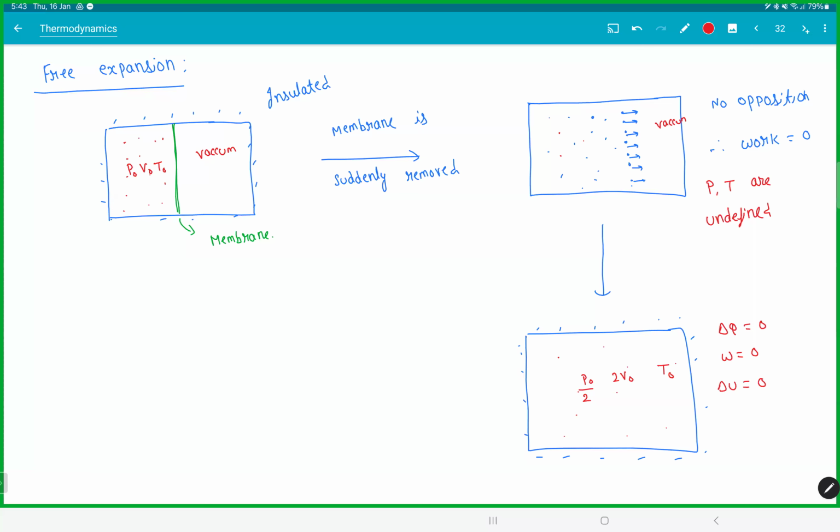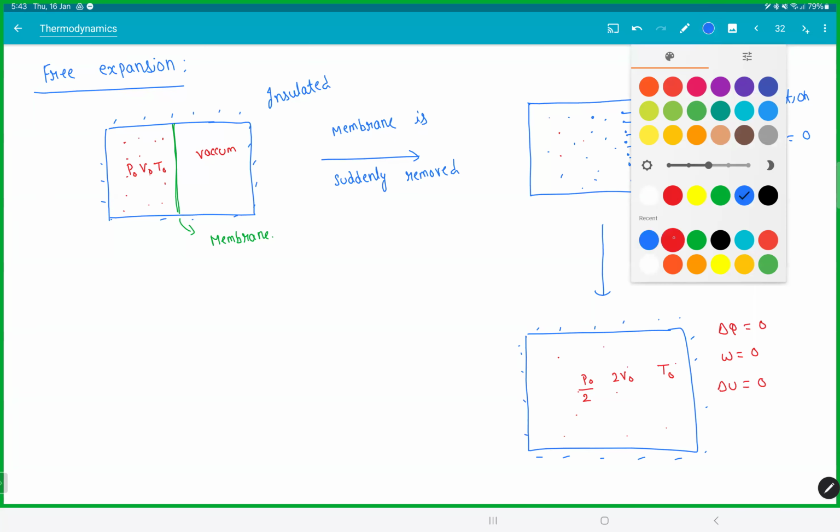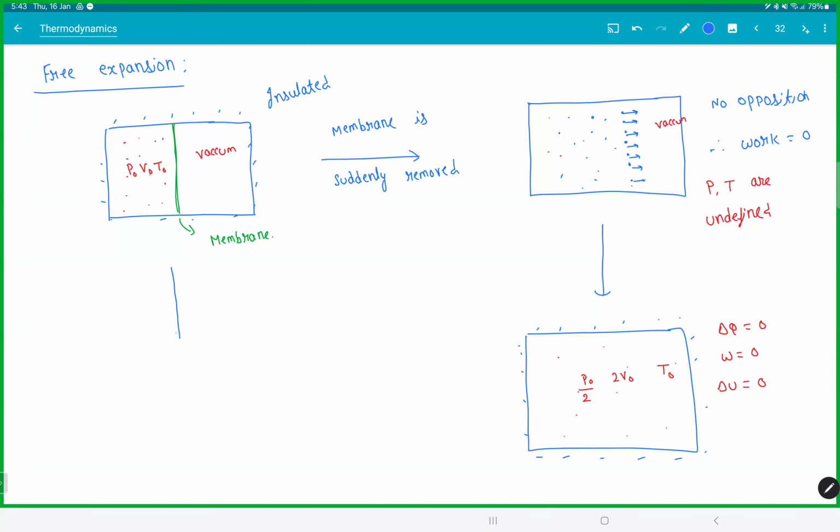Clear with this? This is one of the nice processes. All are zero. Easy to remember. Other than that, there is nothing like it. Now in this, they can do one more thing. Instead of removing the membrane, let's say you puncture the membrane, you make a small hole.